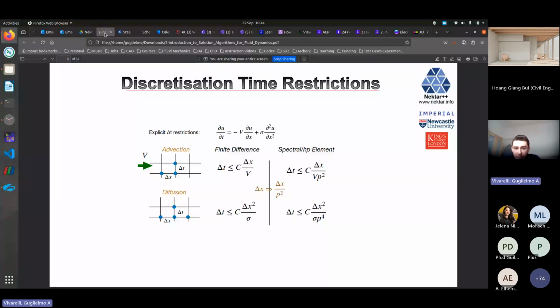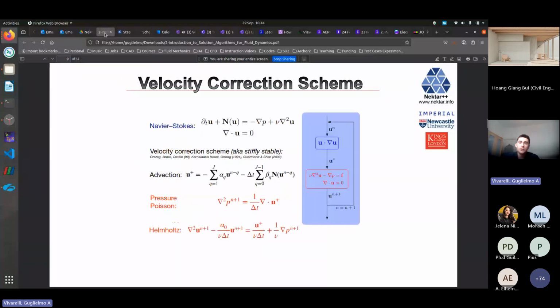We therefore come up with this IMEX scheme, which is short for implicit-explicit, and this is how it works. It's the velocity correction scheme. At the top you've got the shorthand version of your Navier-Stokes equations, where the main point of interest is the capital N in bold font, which represents the full nonlinear terms. And then, of course, you've got your divergence condition, which plays an important part.